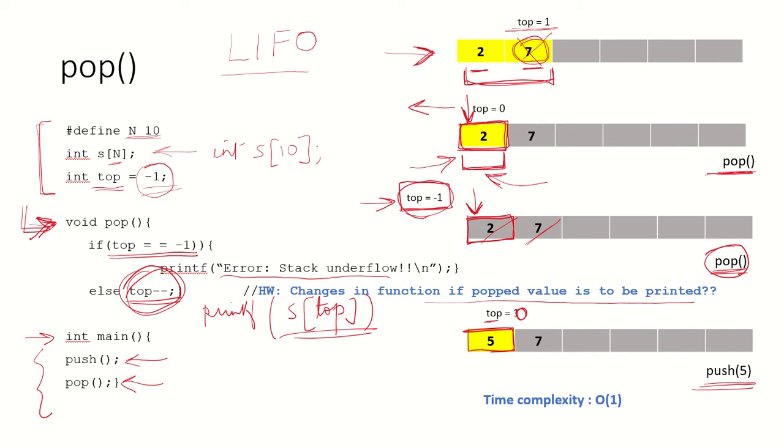So what is the complexity of the pop operation? Since just one element which is at the top of the stack is popped out, the time complexity is order of 1.